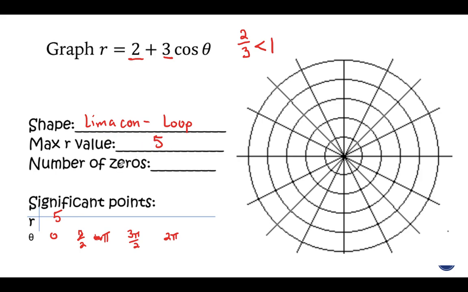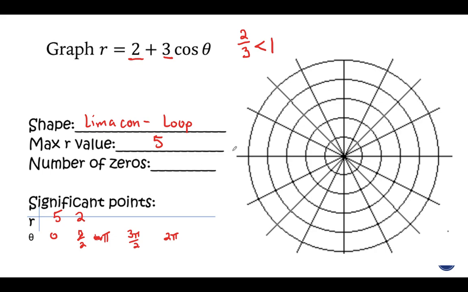So there's the max R value, all right? So I'm going to go ahead and plot that point. Well, let's hold on. We'll plot all of our points at one time. All right, so now let's plug in pi over 2. Well, pi over 2 is really easy for cosine as well because cosine at pi over 2 is 0. Right, so that means I end up with 2 plus 0, so I get 2.